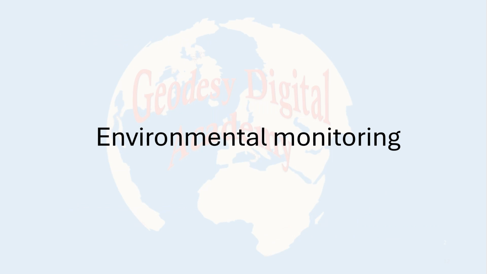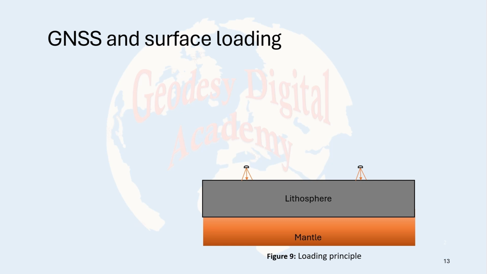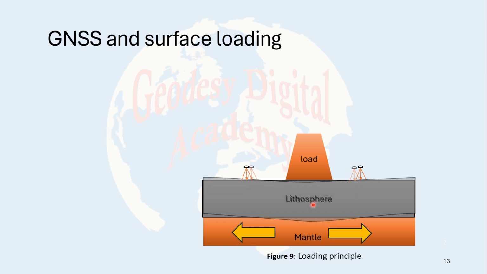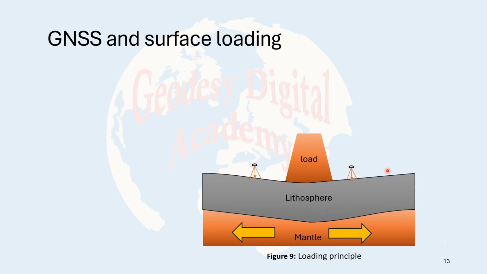Environmental monitoring. GNSS and surface loading. We have the lithosphere at the surface of the viscous mantle. We have a GNSS receiver at the surface of this lithosphere. If I put a load on the surface of this lithosphere, this load pushes the lithosphere down into the mantle. And this causes the mantle to move away from the load and cause some deformations. As you observe, the GNSS receivers are moving towards the load.